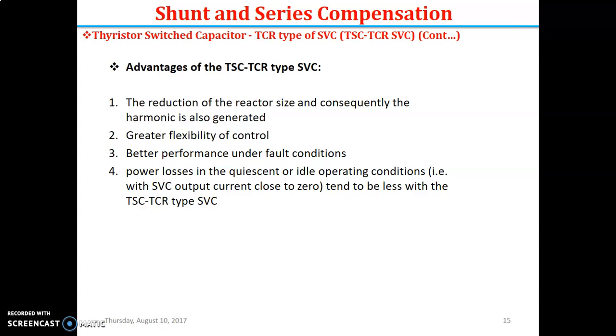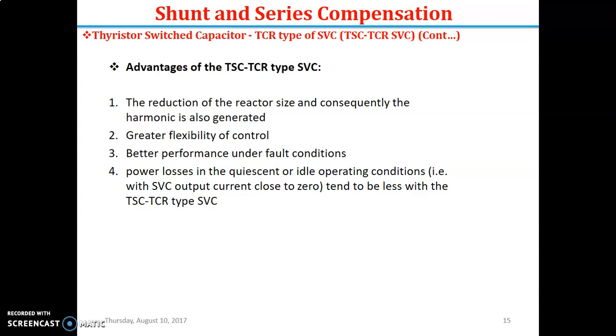Now we will see the advantages of the TSC-TCR type of SVC. Here you have a fully controlled capacitor in the TSC-TCR type of SVC, unlike the FC-TCR type of SVC or MSC-TCR type of SVC. In FC-TCR type of SVC we were having a fixed capacitor, and in MSC-TCR type of SVC we were having a mechanically switched capacitor. So there was limited control of the capacitor, but here we are having the fully controlled capacitor. Because of this advantage, we are getting a reduction of the reactor size, because the reactor size will be the one step size of one TSC.